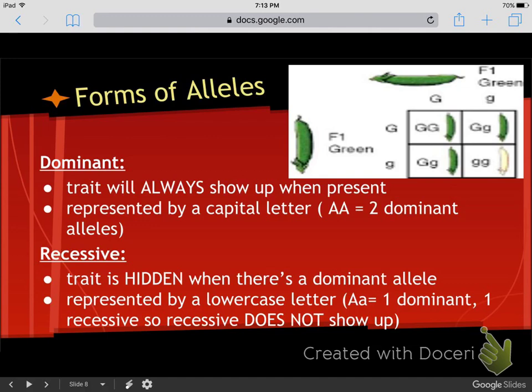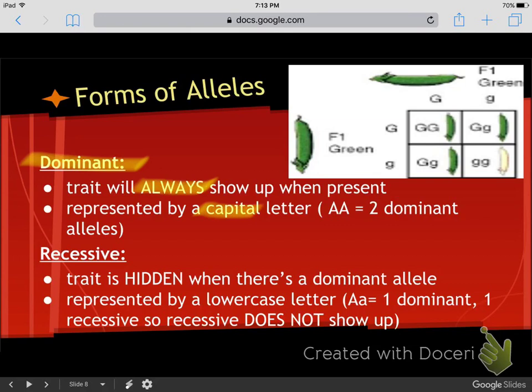When we talk about alleles, they can either be dominant or recessive. A dominant allele is the one that will always show up when present. So if you have a dominant allele given to you from either mom or from dad, then no matter what, that trait is the one that's going to show up in you, okay? Because dominant is powerful, it will override all other traits. When we talk about dominant traits and we use representations, we always use letters. And a dominant trait is going to be represented by a capital letter, okay?